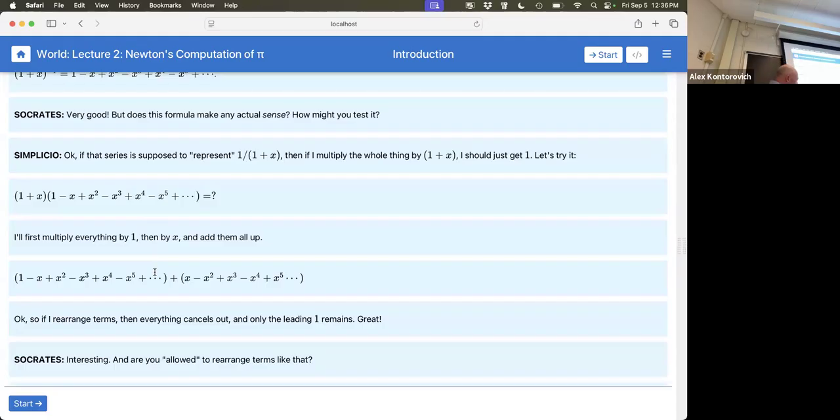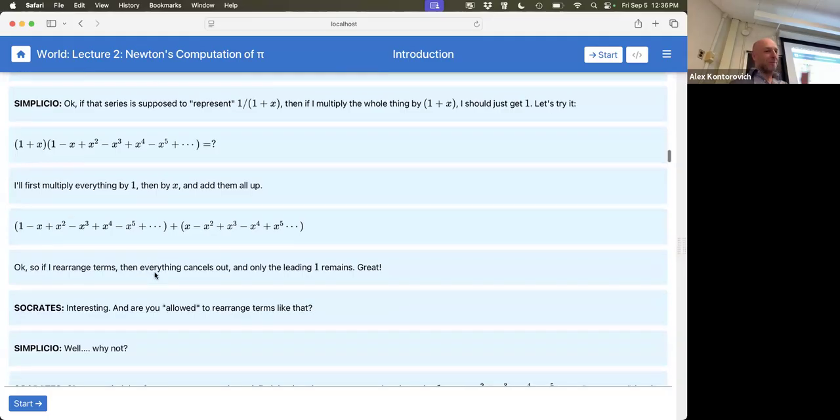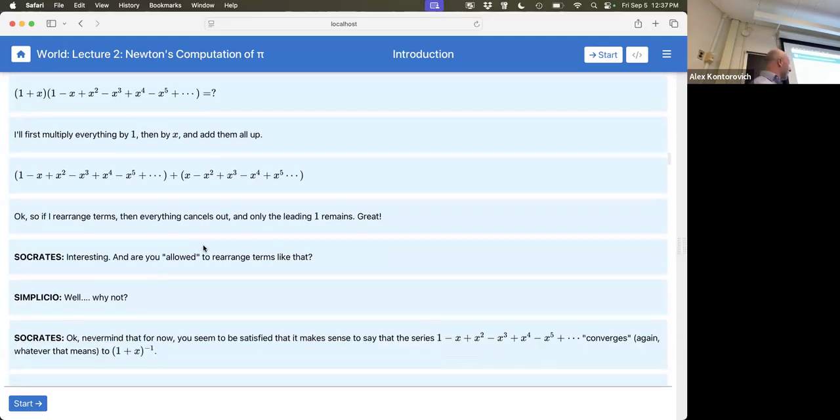Simplicio says, are you allowed to rearrange the terms like that in an infinite series? Socrates says, why not? What's wrong with that? Never mind for now. You're satisfied that it makes sense to say that the series converges, whatever that means, to 1 plus x inverse. But there's something a little funny. When there's an infinite sum, we have to sum infinitely many terms, and then we have to sum x. And Simplicio is saying, that's okay, just regroup them. Can you regroup things?